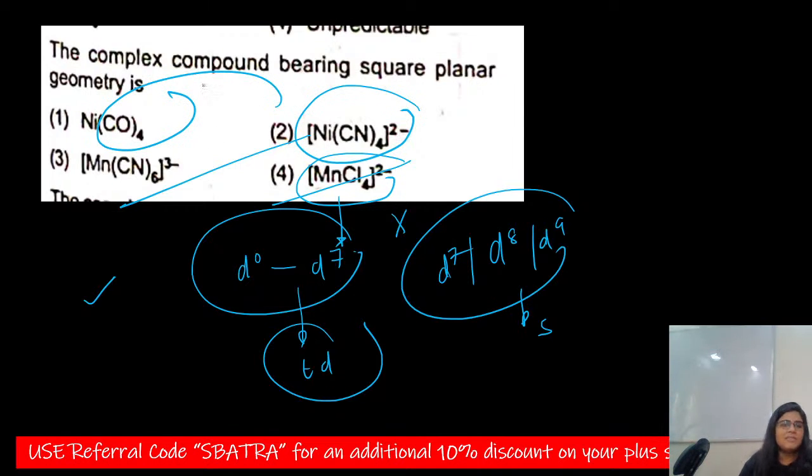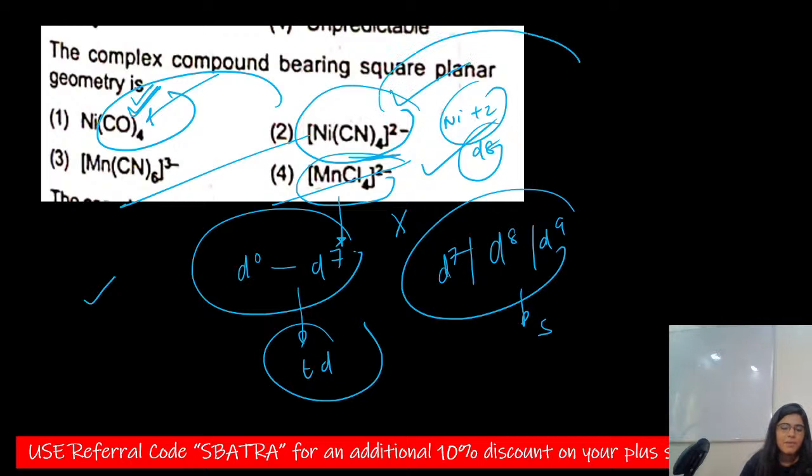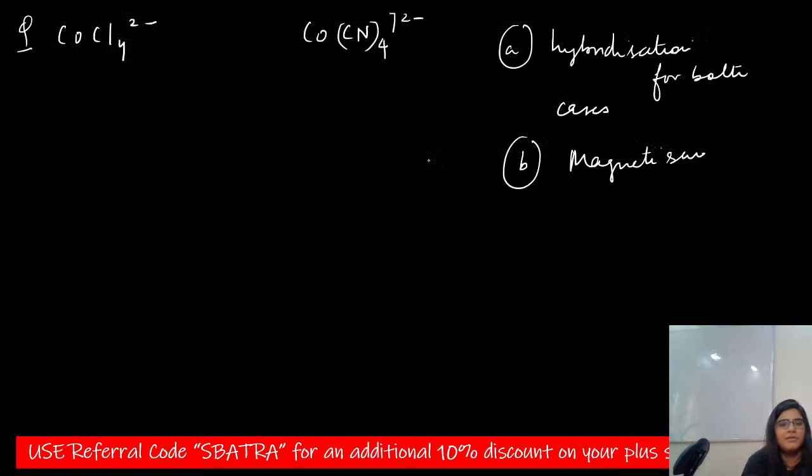In this particular case, this one is a converted d10 system, so it is sp3 hybridized. In this case, it's Ni+2, which means a d8 system. If this is a d8 system, then there's a possibility of square planar complexes with the help of cyanide ligands. So the correct answer is definitely option number 2. I hope you all are clear with this concept.